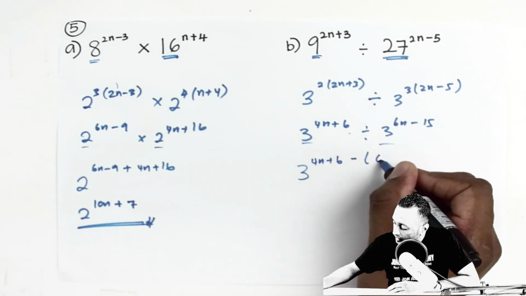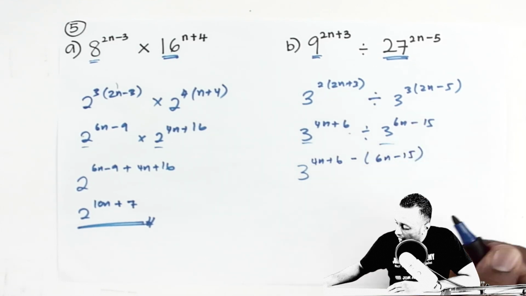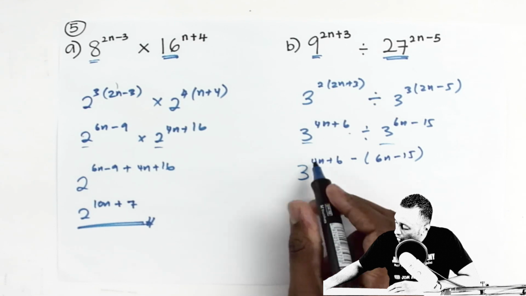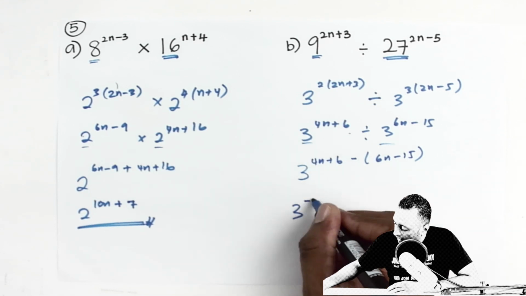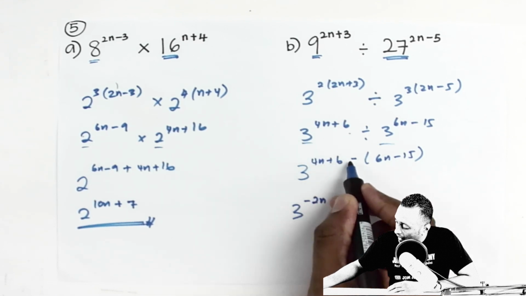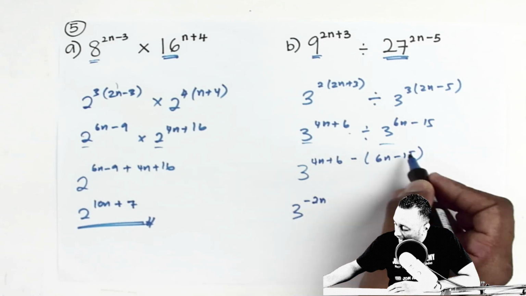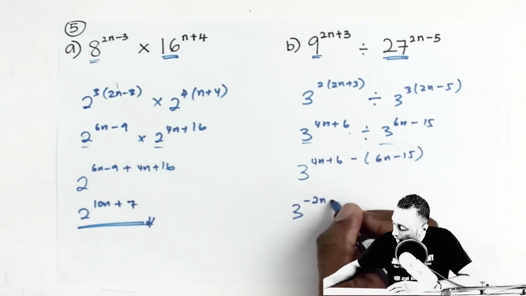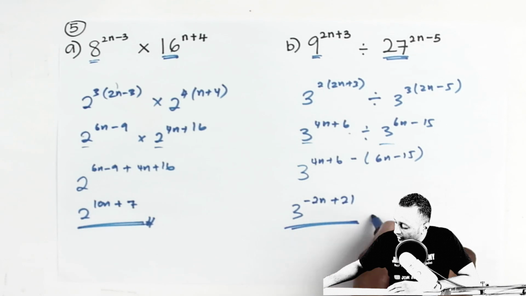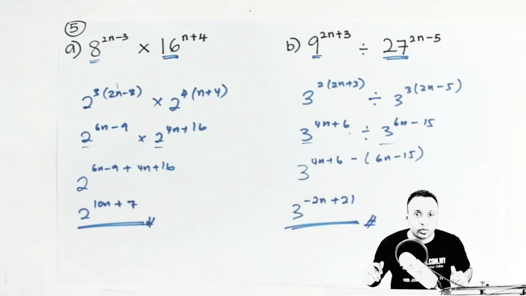So bracket 6n minus 15. So 3 power 4n minus 6n is going to be negative 2n. And 6 minus negative 15 is plus 15. So 6 plus 15 is going to be positive 21. That will be your answer for these 2 questions.